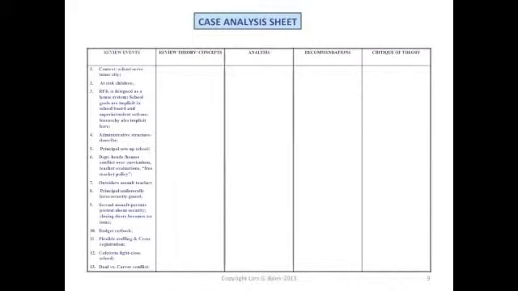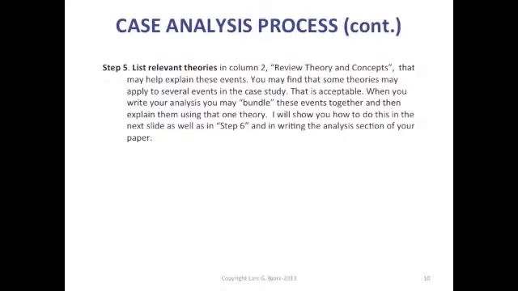Here is how events may be chronologically entered on the case analysis sheet. Please note that only structural events are included. Step 5. List relevant theories in column 2, Review Theory and Concepts, that may help explain these events. You may find that some theories may apply to several events in the case study. That's acceptable. When you write your analysis, you may bundle these events together and then explain them using one theory.